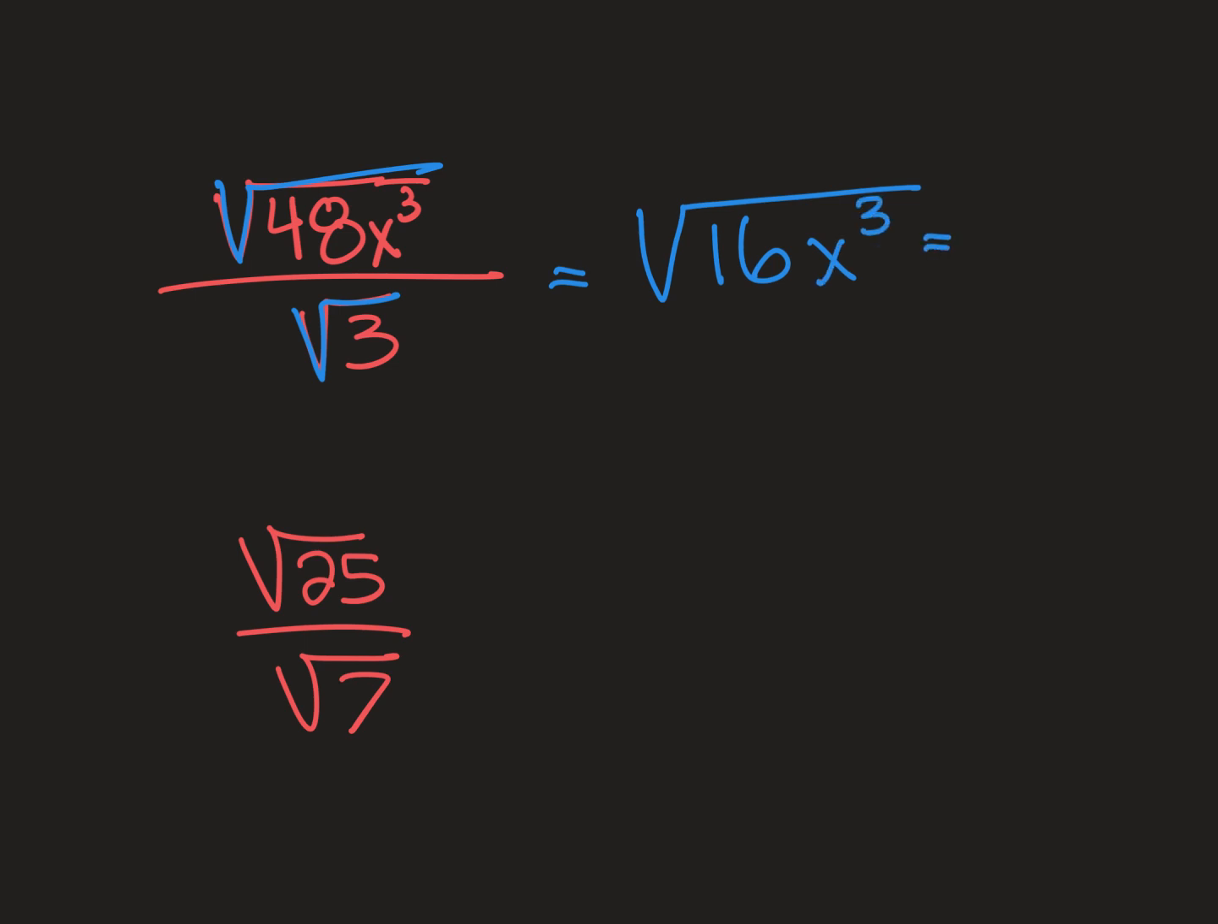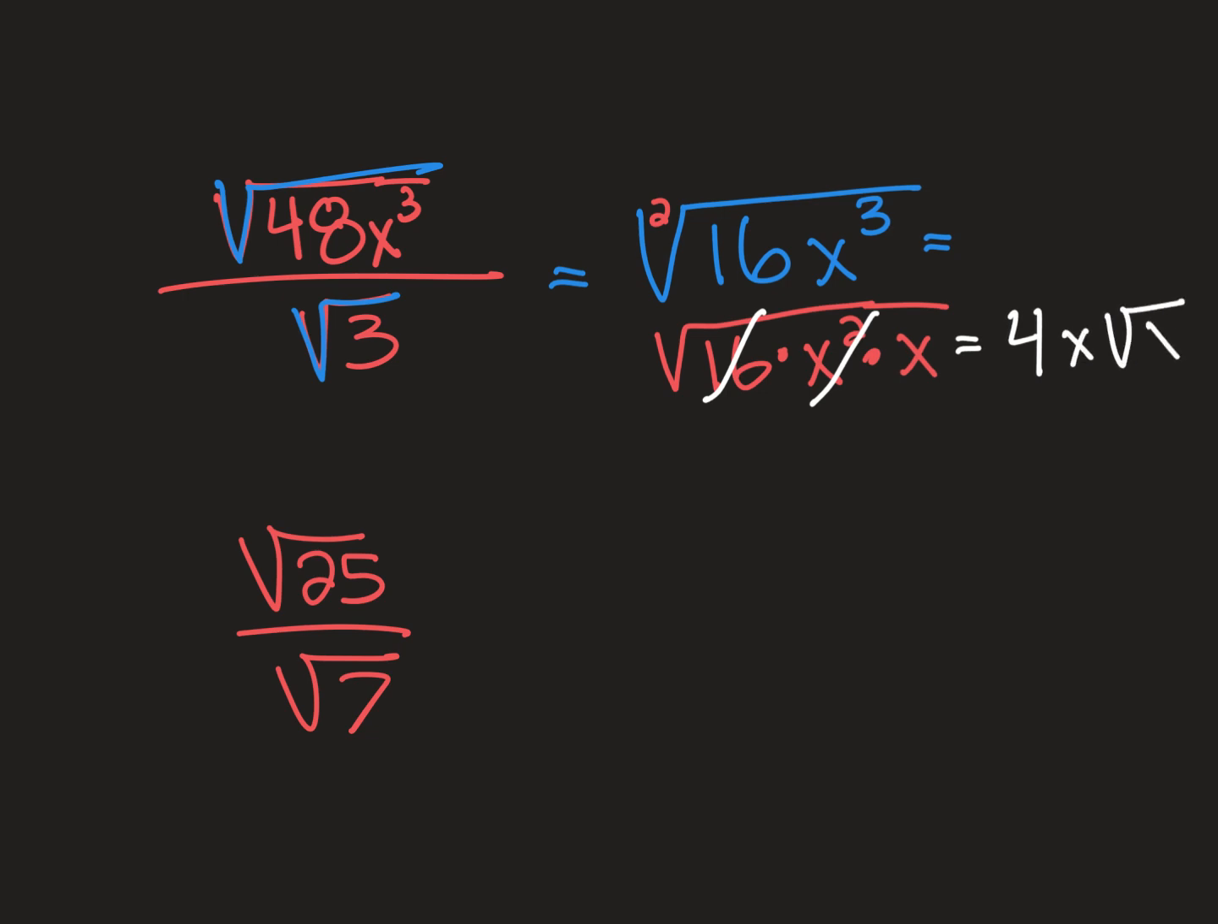Since the index is technically a 2, I'm going to break down my x cubed to be just x squared and the leftover one, and then I'm going to continue to process out. So the square root of 16 I know is 4, the square root of x squared I know is x, and then I'll be left with the square root of x under the radical.